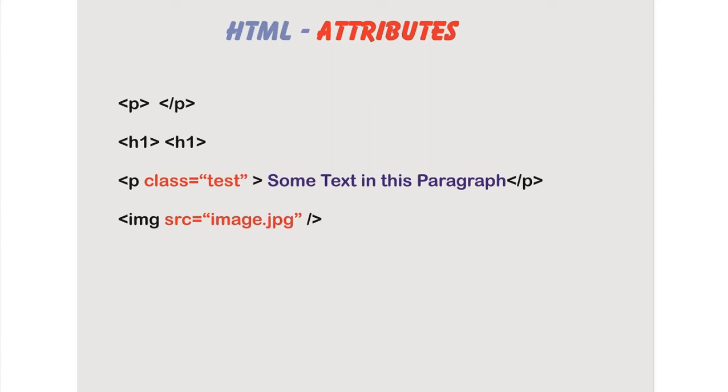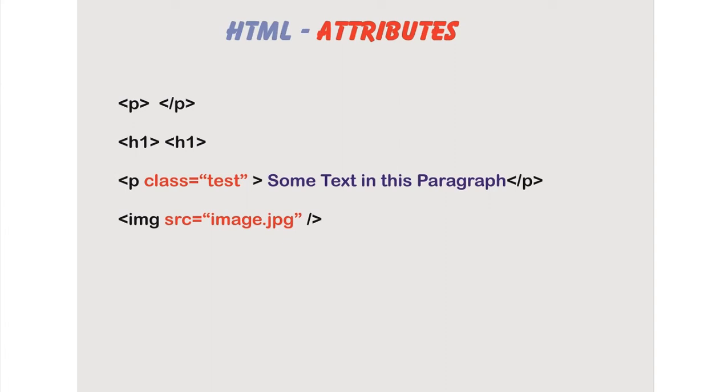Now when your browser sees the tag or the element p, it will render this tag or element as a paragraph. Then we have the heading tag. Any content inside this heading tag, when your browser sees it, it knows it has to render that content as heading content. Now let's go into attributes.